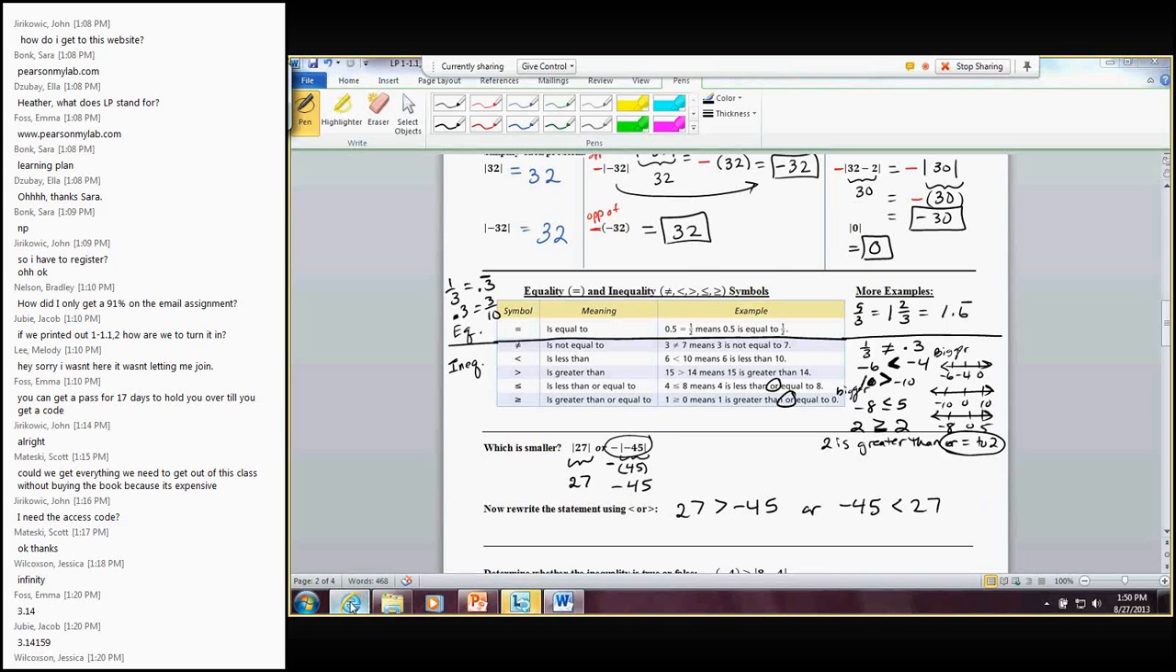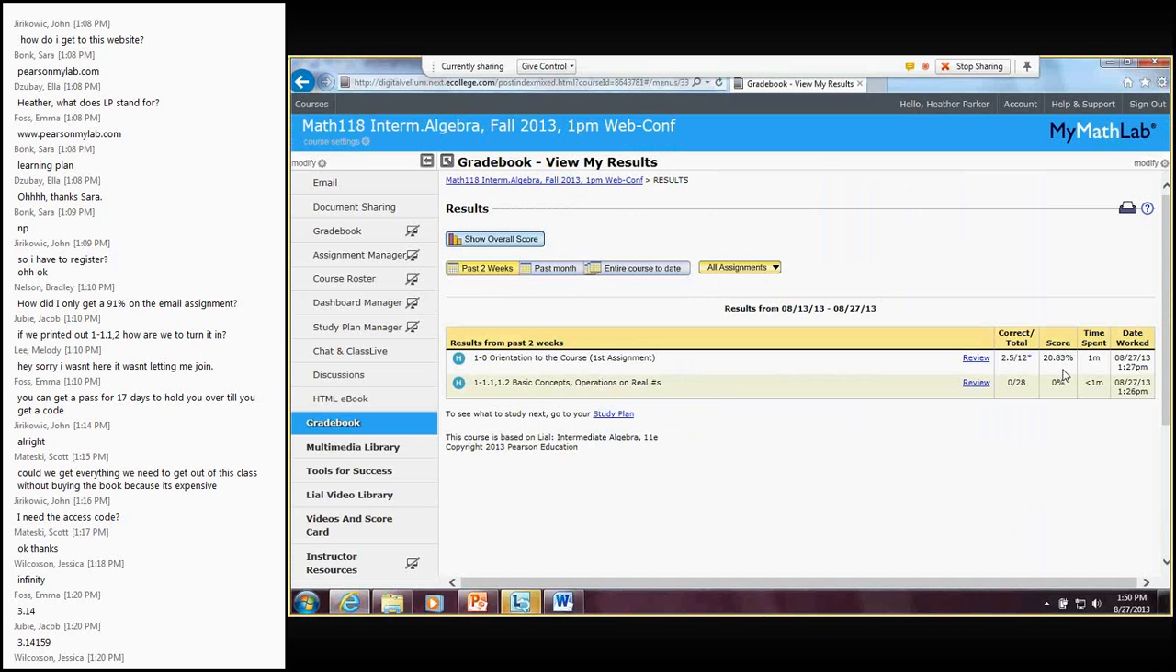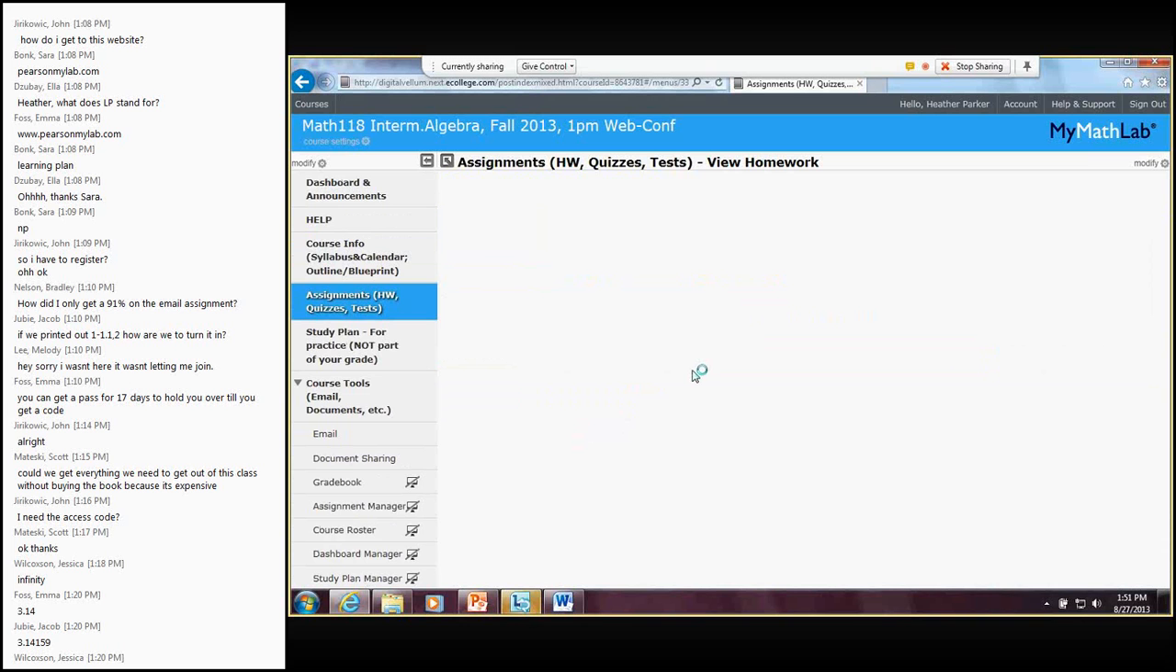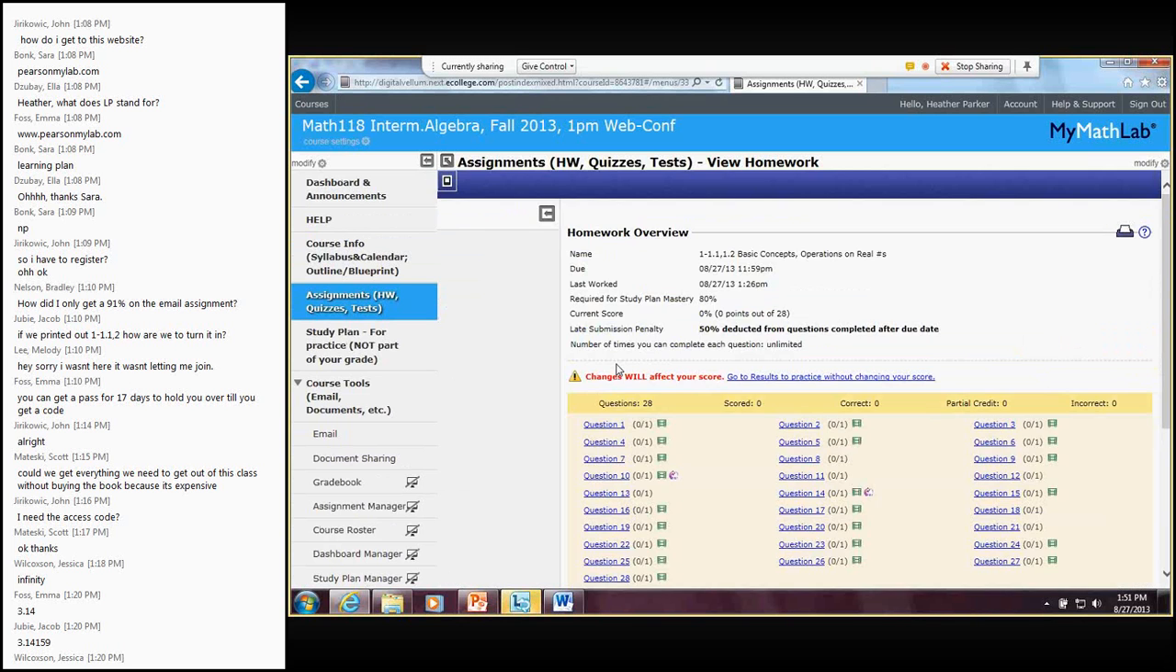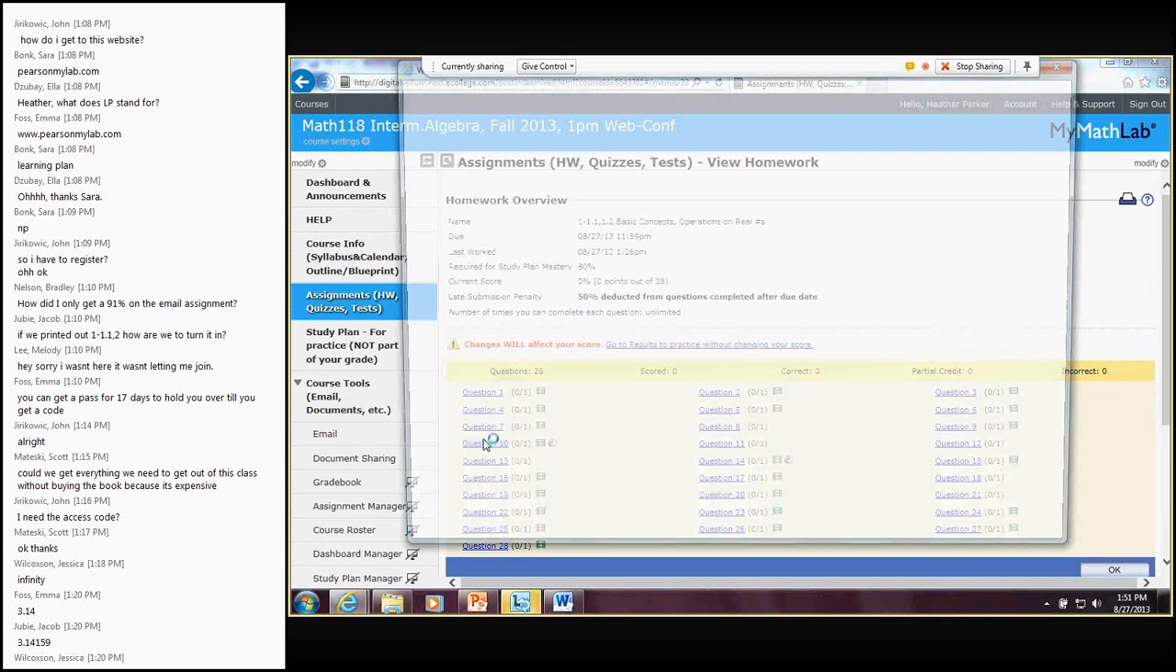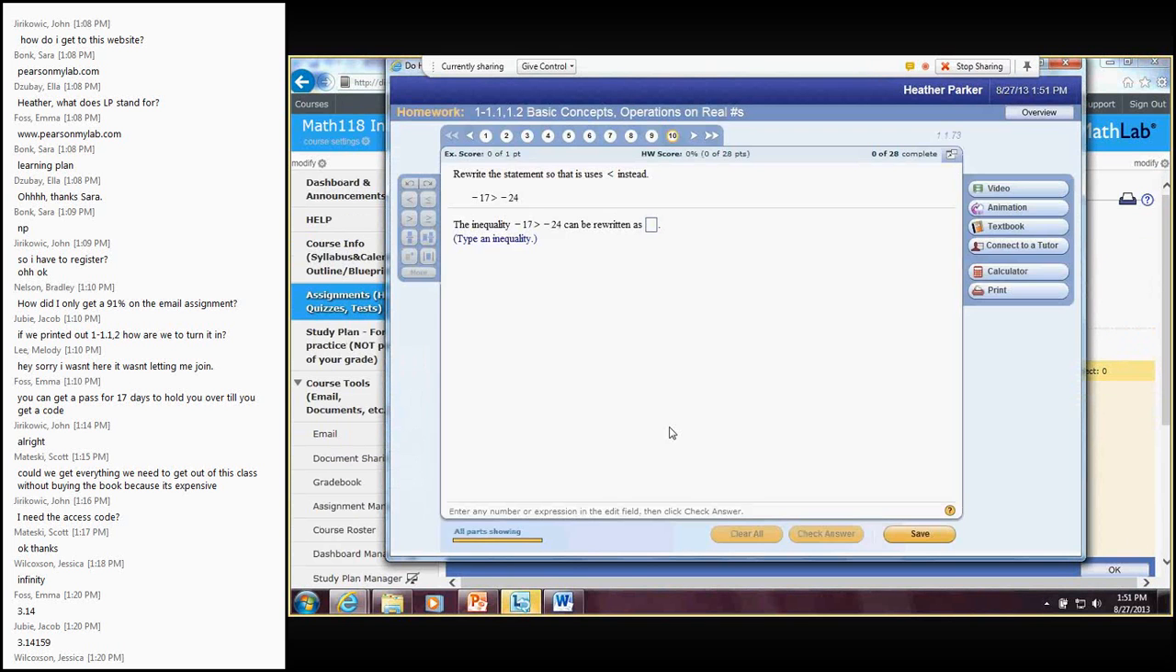When you're doing the homework assignments, you will have buttons on the left-hand side to choose from for greater than and less than and so forth. I wish they would describe each question so I could go to them really quickly. There you go. See these symbols on the left? Once I click in this box, I can now use these symbols. So I would say negative, and you just use the negative button on your keyboard, negative 24 is less than negative 17.